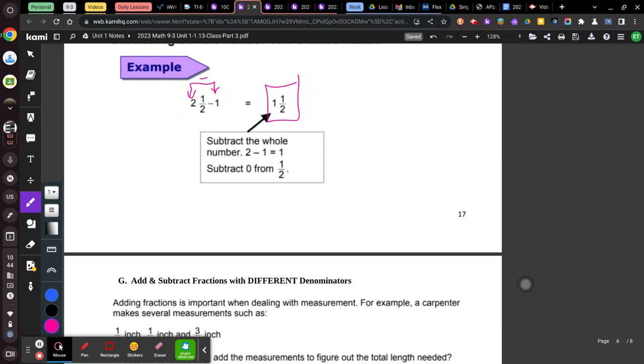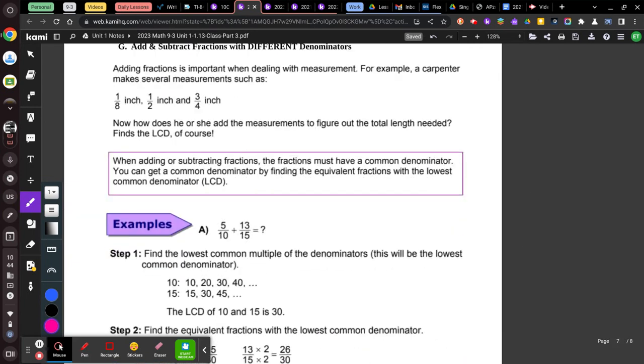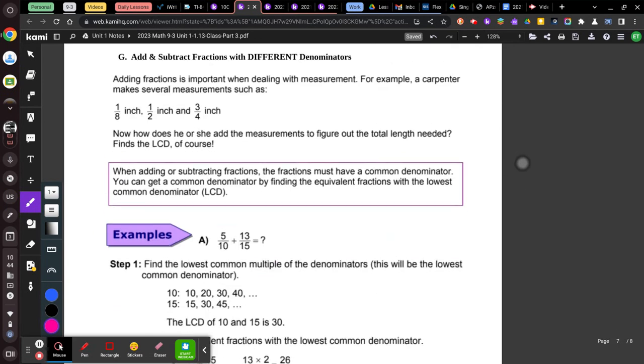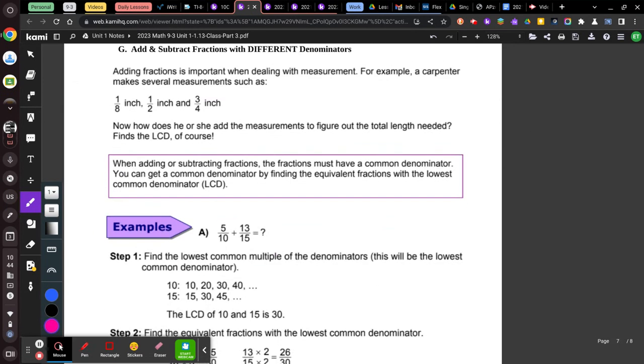Now what if the bottoms are different? So top of page 18, what if your bottoms are different? We have to make them the same. But in your calculators, they will do it for you. As long as you're able to type it in your calculator, it will solve it for you. You have to be able to type it in properly. So fractions need brackets. Okay, they need brackets in the calculator.